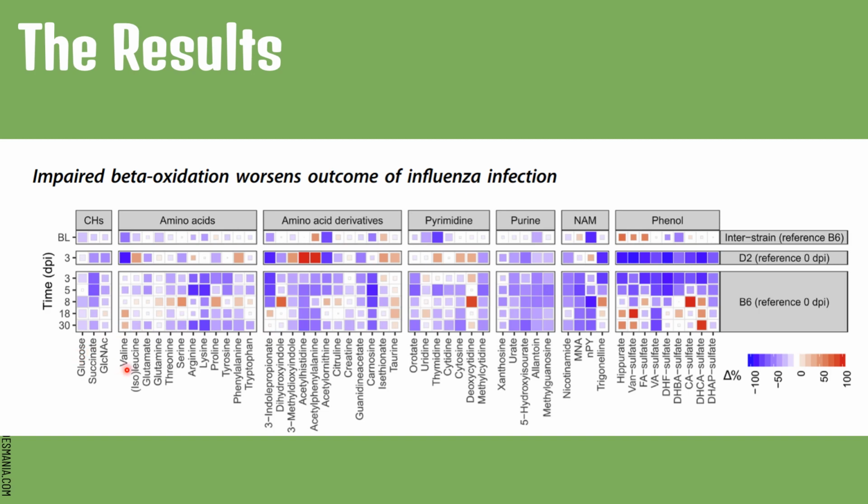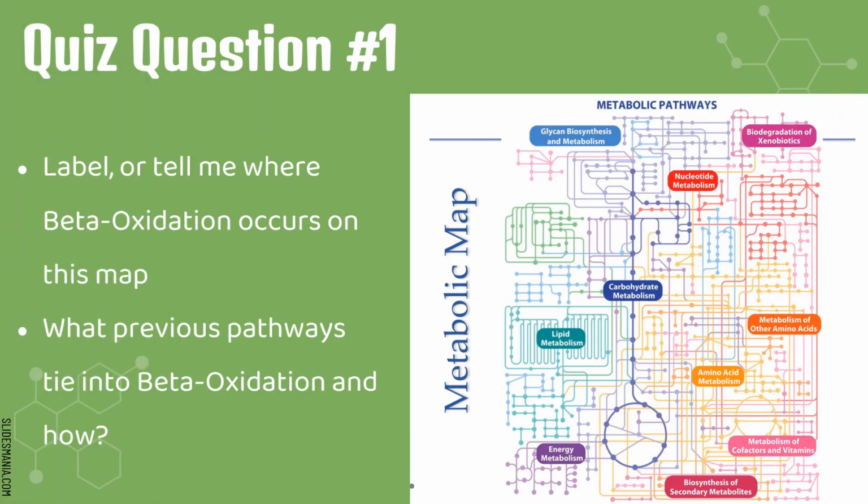However, what does any of this mean, and how does it tie into beta-oxidation? First, let's do a brief overview of beta-oxidation. Here we have our handy-dandy metabolic map. You've seen this map many times in this class before.